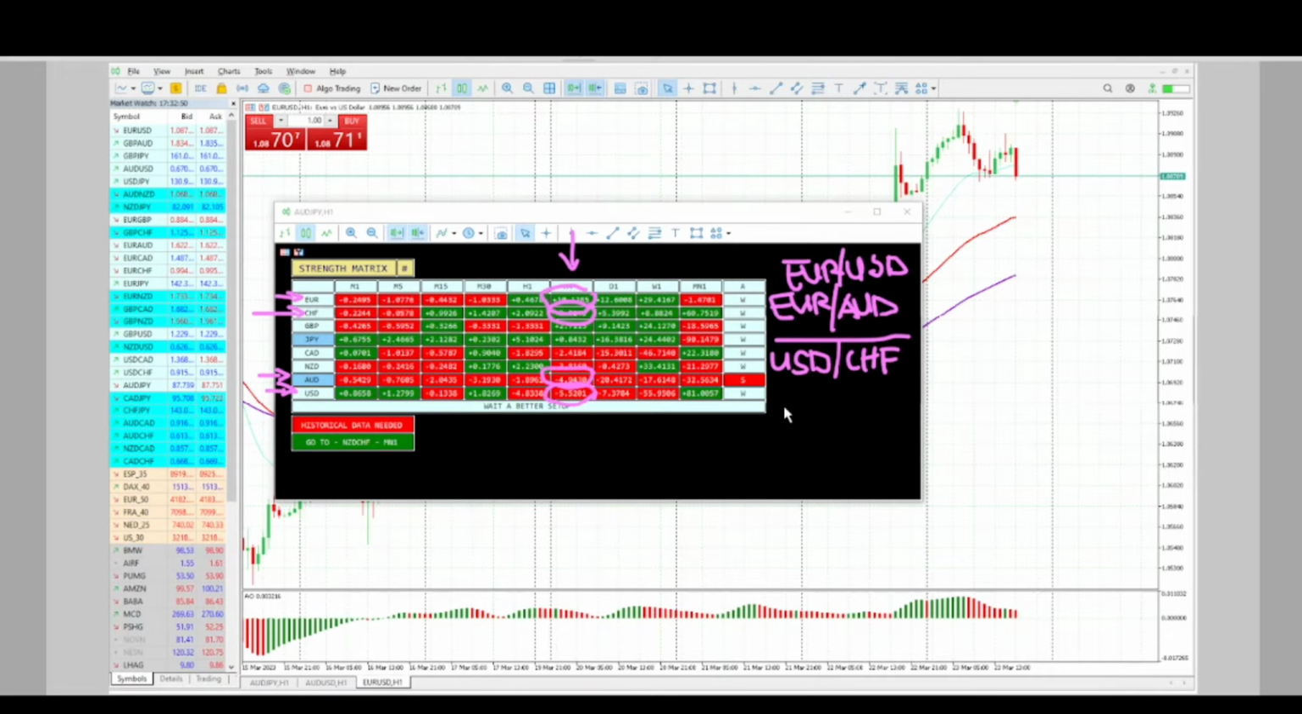So the switch is strong, the USD is weak. Can you see? Switch is strong, USD is weak. You can also merge the switch with the AUD. So you can say AUD switch. Good. AUD switch. So these are 4 currency pairs I watch.